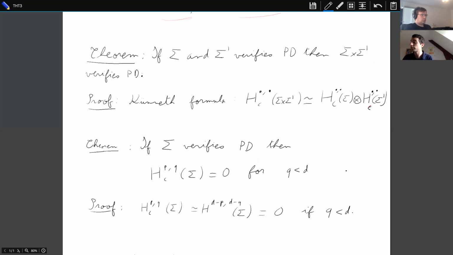Of course, if sigma verifies Poincaré duality, then H^{p,q} compact of sigma must be zero for q less than d, because H^{p,q} of sigma is dual to H^{d-p,d-q} non-compact of sigma. And this we have seen is zero unless q is equal to d. So the cohomology is trivial except for the top dimensional part, if q is equal to d.